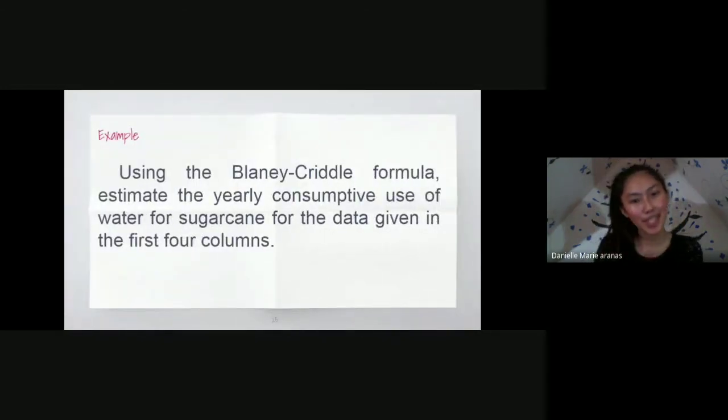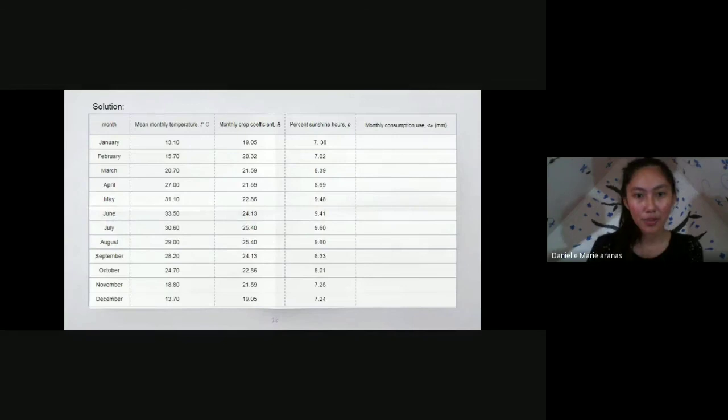So, an example here. Using the Blaney-Criddle formula, estimate the yearly consumptive use of water for sugarcane, for the data given in the first four columns. Now here is the data of sugarcane. We are going to compute only for the row of January, and you can try computing it on your own if you want to.